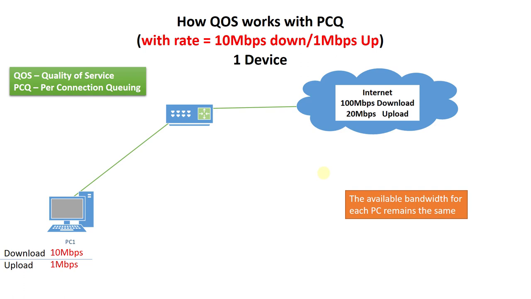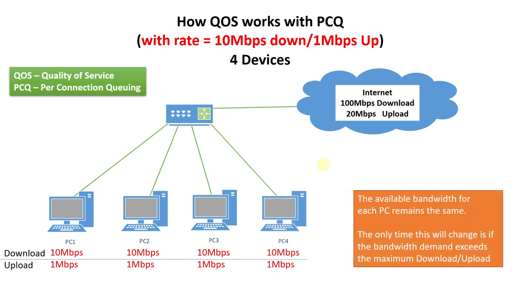In this scenario, we have set a rate limit, or what we call a rate. And this rate limits the total download, which for this scenario is just 10 megabits, and also limits the total upload, which is 1 megabit. And with this limit, this PC will now only get 10 megabits down and 1 megabit up. And if a second PC comes online, that PC will get the same bandwidth as the first PC. And if a third PC comes on, and the fourth, it will be the same.